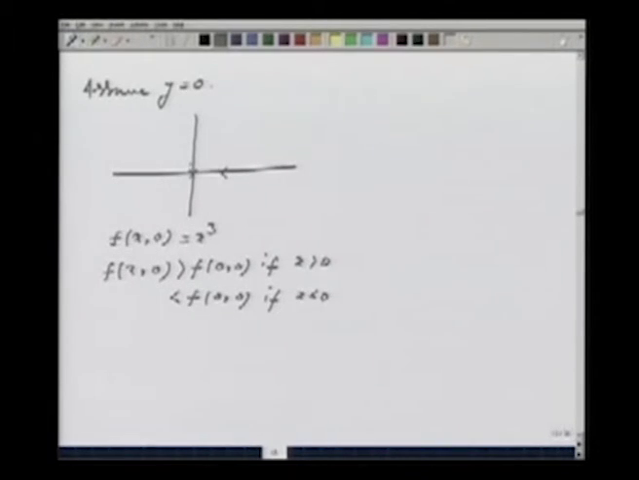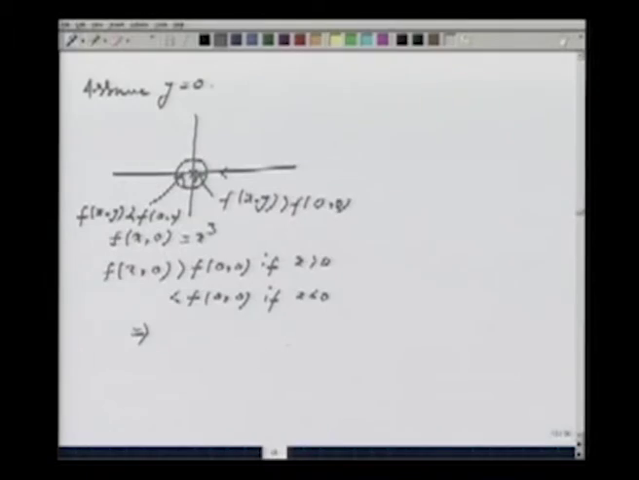That means if I am concentrating around any disk around (0, 0), then the points here give me f(x, y) bigger than f(0, 0). But if I am looking at points here on the left hand side, then f(x, y) is less than f(0, 0). What is the conclusion then?